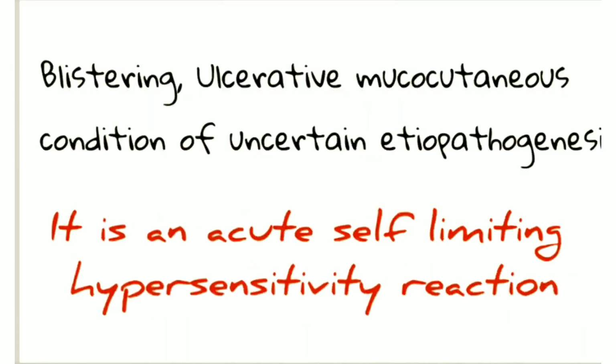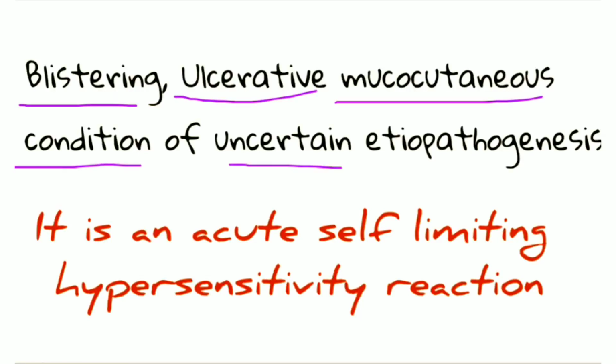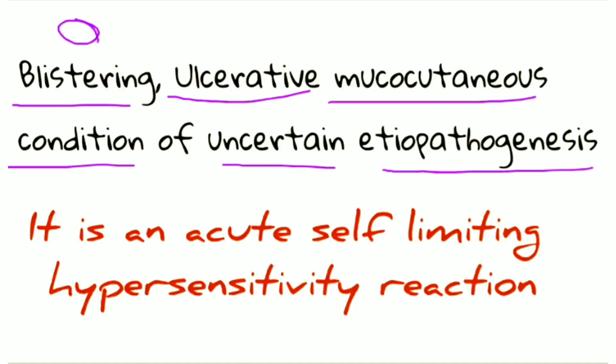So now let us see what it is. It is a blistering, ulcerative, mucocutaneous condition of uncertain etiopathogenesis. What is blistering? It means blister formation can be seen. What is ulcerative? An ulcerated surface is seen, which is usually painful. Mucocutaneous means it occurs on mucocutaneous surfaces, and it is of uncertain origin. So here the origin is not properly known, why it is happening.